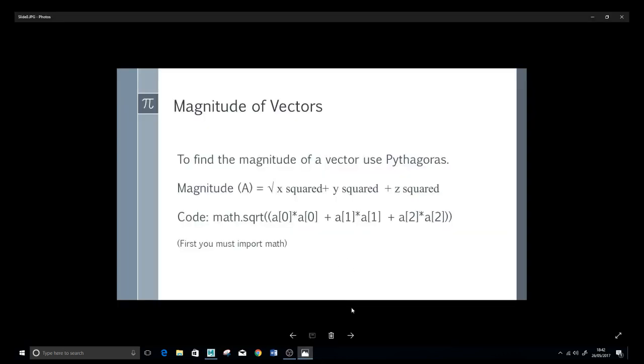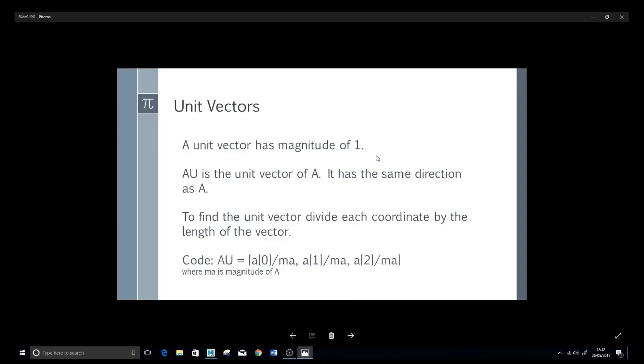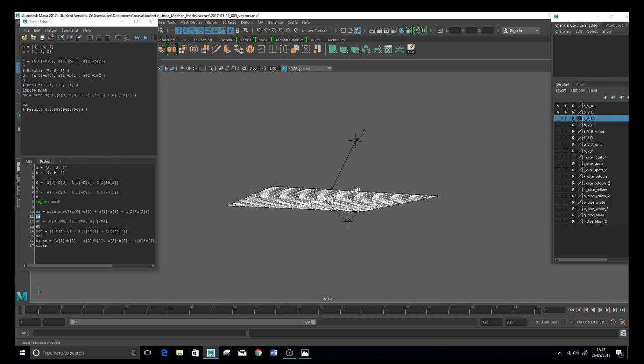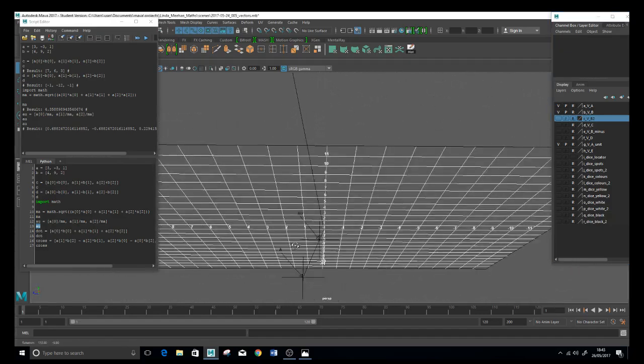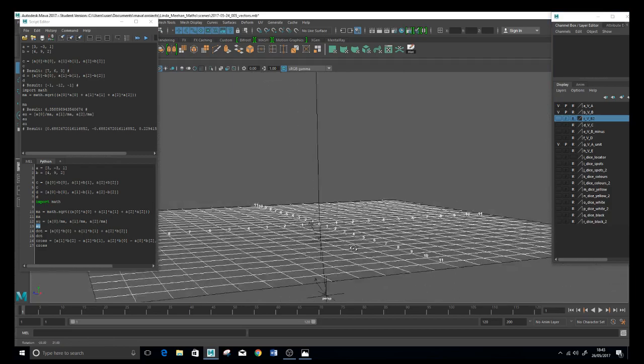Now that we know that, we can find out where the unit vector is, and the unit vector goes in the same direction as A, but has a magnitude of 1. So we take our coordinates of A, A0, A1, A2 are the coordinates of A, or the X, Y, Z coordinates, and we divide each of them by the length of A. And that should give us the unit vector, and the unit vector, the coordinates are here. I have them already worked out, and you can see that the new vector goes the same direction as A, but it just has a length of 1 unit.